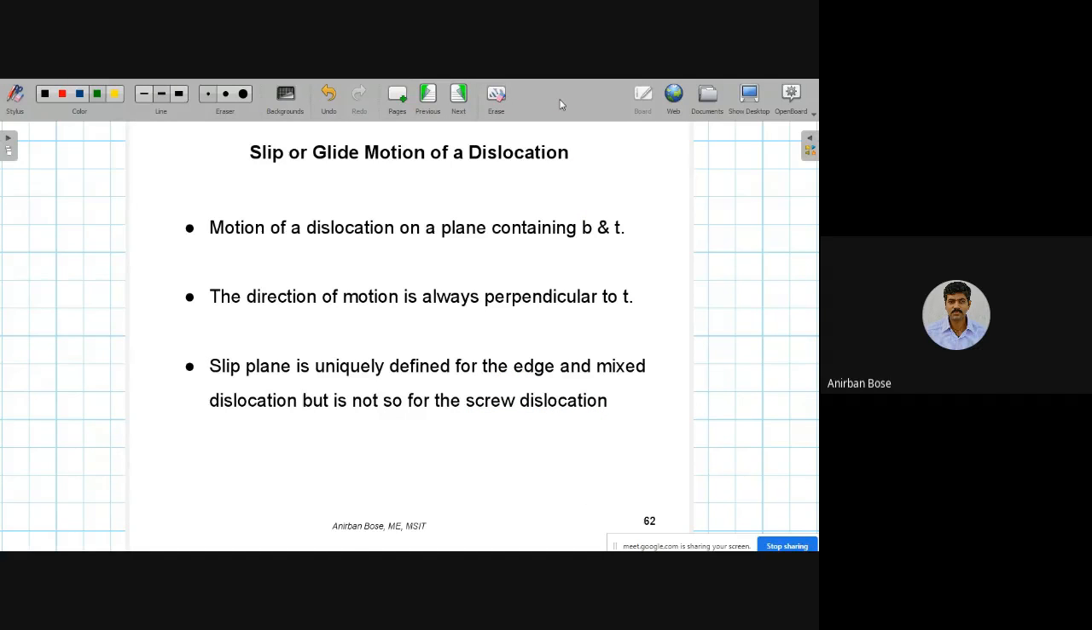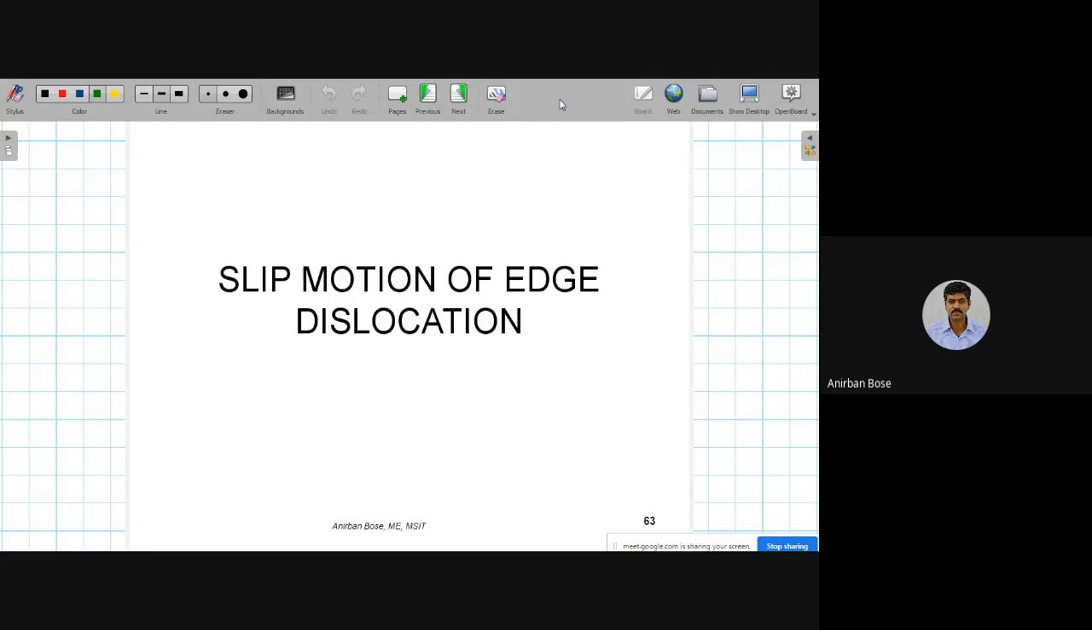Third point is the slip plane is uniquely defined for edge and mixed dislocation, but is not so for the screw dislocation that we have already described. Now let us try to visualize the slip motion of edge dislocation.